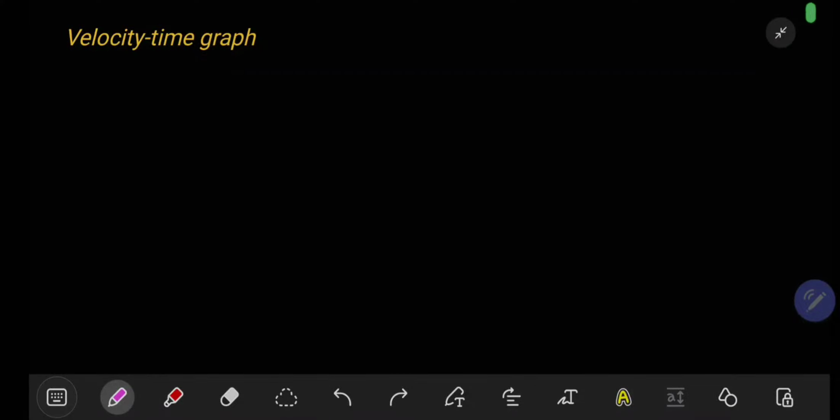So in today's lesson, I will be talking about the velocity-time graph. When we talk of the velocity-time graph, we will be exploring how the velocity of an object changes over time during its motion. The other thing we have to know is the relationship between velocity and time. The relationship between the two quantities is that the velocity is directly proportional to the time.